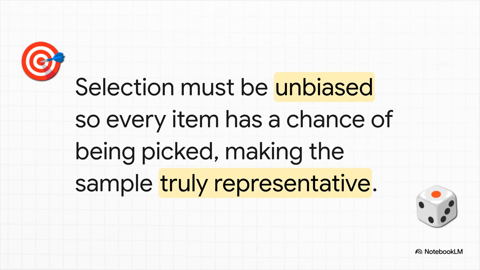Okay, step 3 is selection, and this is crucial. It's not about just grabbing the invoices sitting on top of the pile. The selection has to be totally unbiased. That means every single transaction in that population has to have an equal shot at being picked. This is usually done with computer programs that use random or systematic selection to make sure the sample is truly representative. No cherry picking allowed.